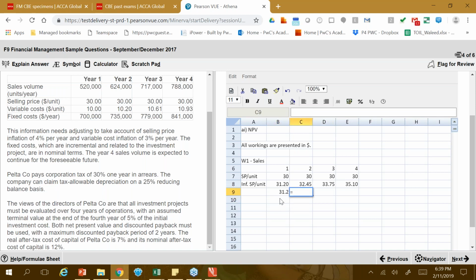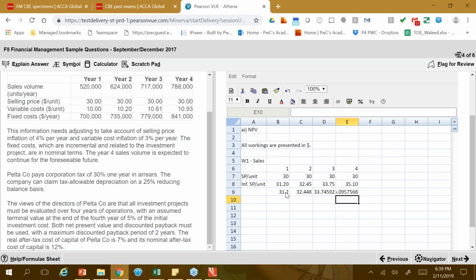Then C7, 1.04 to the power of 2. Then D7 into 1.04 to the power of 3. And then E7 into 1.04 to the power of 4.